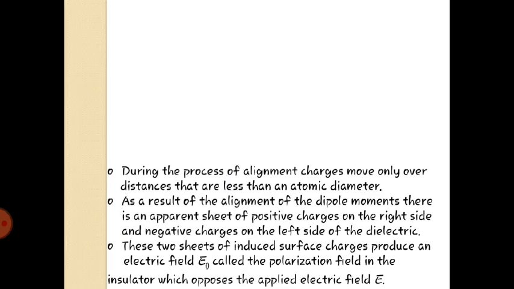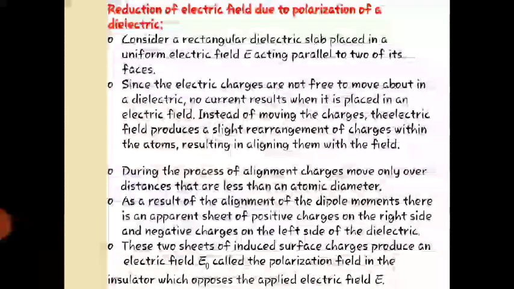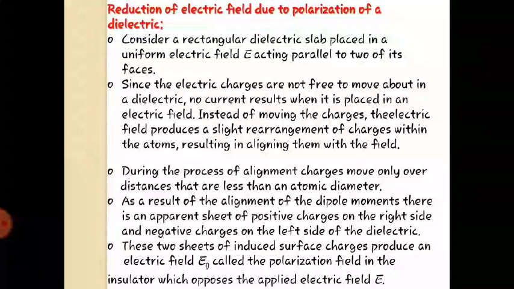Now, as we said at the very first, what happens when polarization takes place? Does the electric field decrease or increase? The answer is it decreases. How does it get decreased? Let's see. We are going to consider a rectangular dielectric slab which is placed in a uniform electric field, which is acting parallel to its faces.